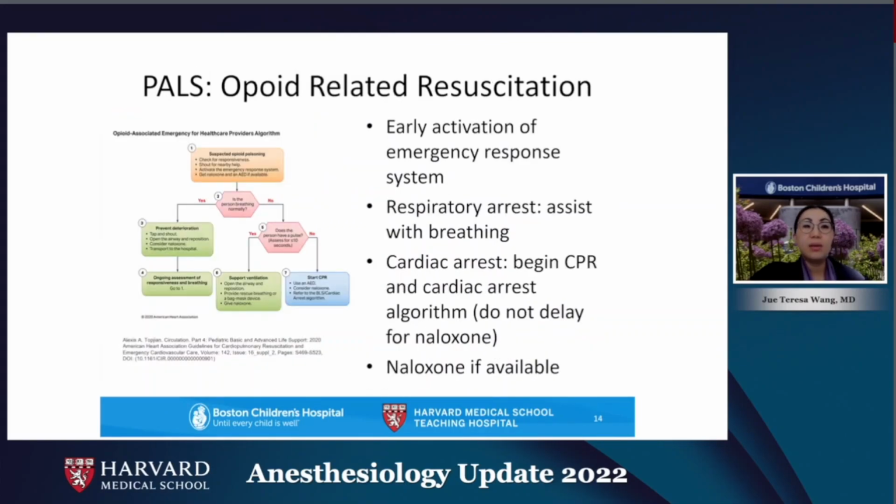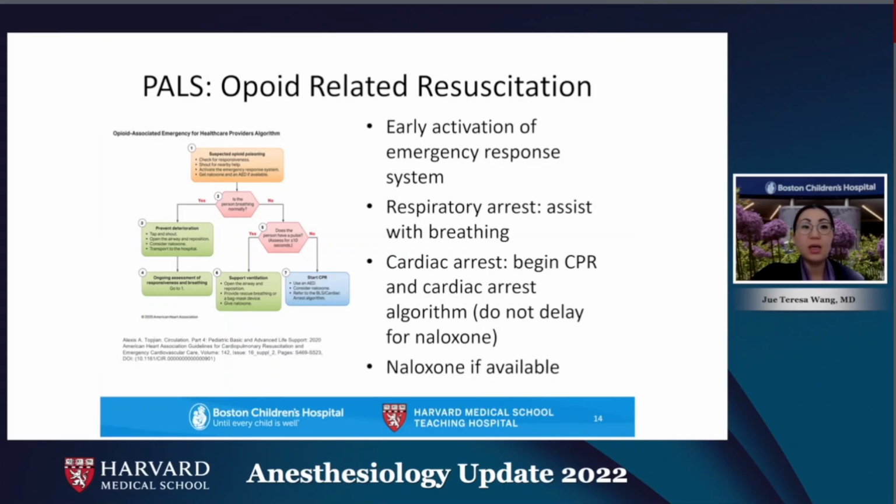Given the opioid epidemic, pediatric patients are also sometimes affected. The new 2020 guidelines also provide recommendations for how to manage opioid-related overdoses and resuscitation for pediatric patients. And the sequence of events are as follows. As always, identification of a victim and early activation of the emergency response system should begin.